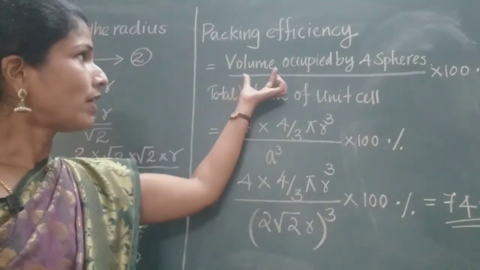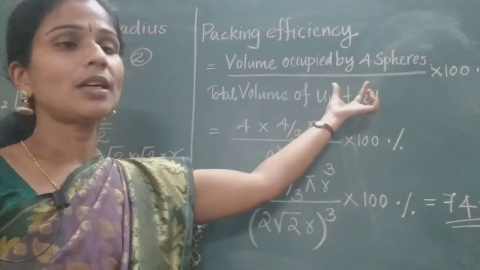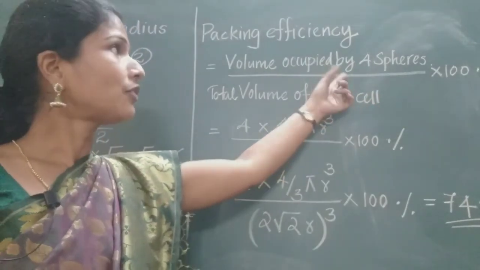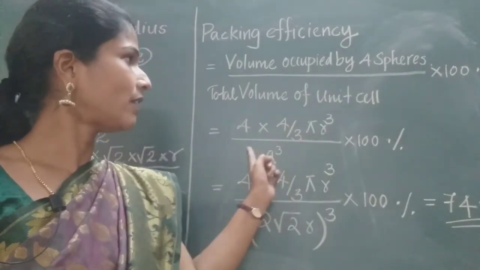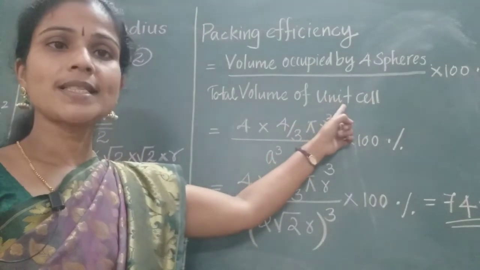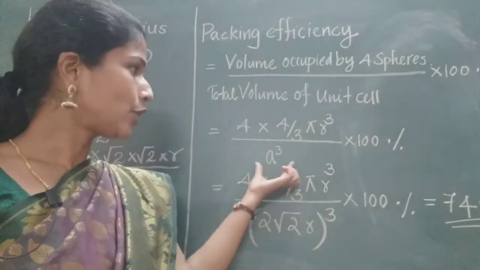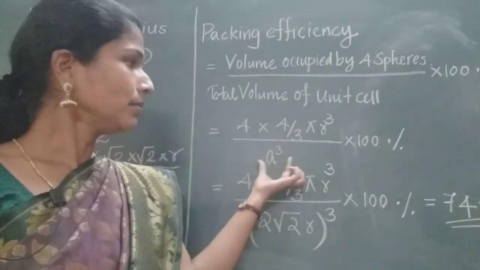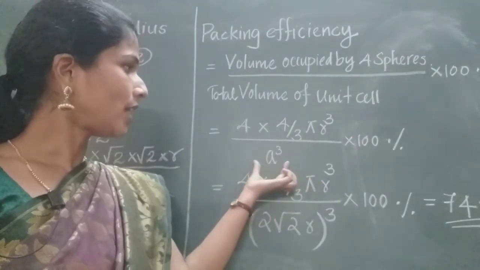So the volume occupied by 4 spheres divided by the total volume of the unit cell into 100%. Then substitute the values. You know the volume of one sphere is 4 by 3 pi r cube. Here 4 spheres are there, so 4 into 4 by 3 pi r cube divided by the volume of the unit cell. Here the unit cell is a cube, so the volume of the unit cell is a cube, because the edge length of the cube is a, into 100%.